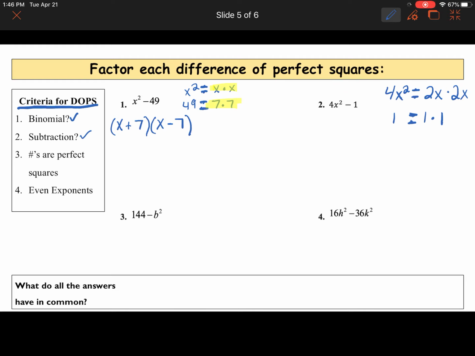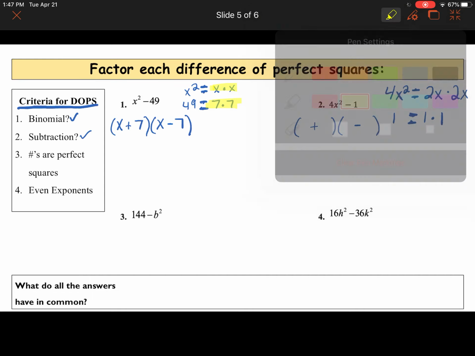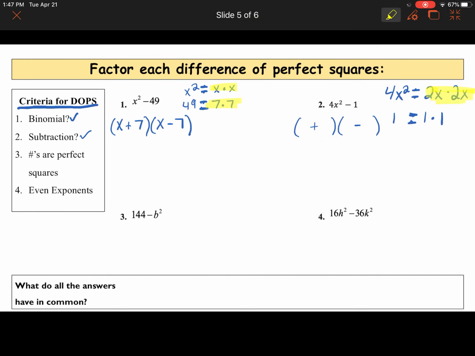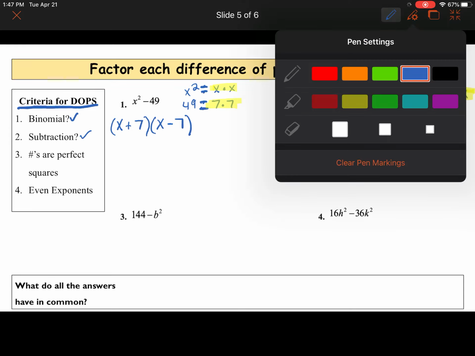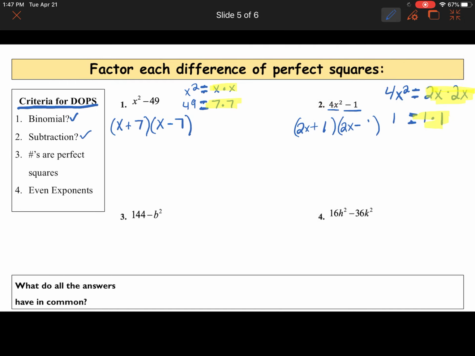So now I know they're perfect squares and I have even exponents, so I take both sets of parentheses. I give one a plus, I give one a minus. And I'm going to take what I have here, 2x, and I'm going to put it first, because 4x squared came first. Negative 1 came second, so I take what I have for 1, and I put it in the parentheses.